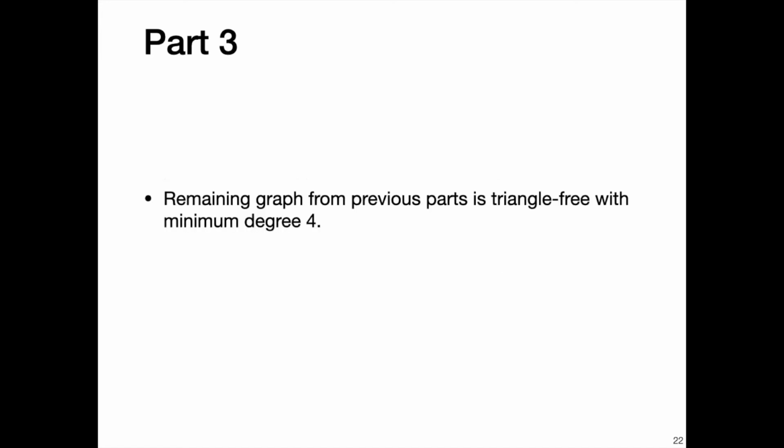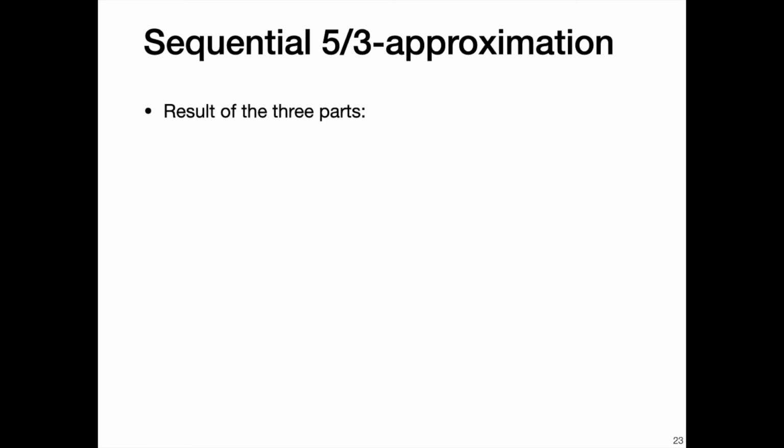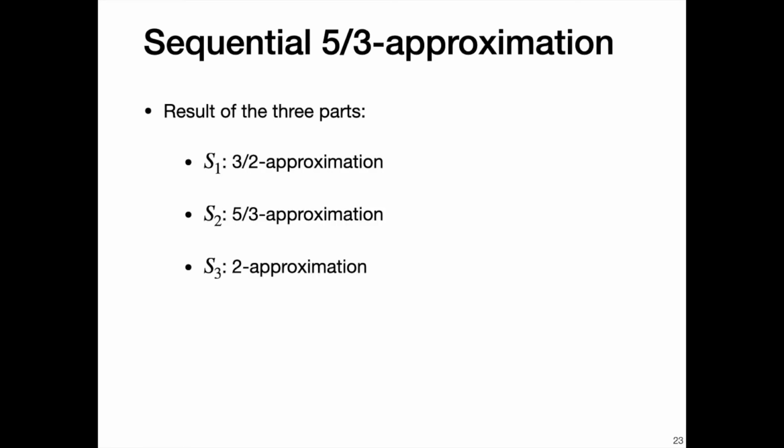In the third part, the remaining graph from the previous parts is triangle free and has minimum degree 4. And what we do is we compute a 2 approximate vertex cover in the remaining graph. We call this S3. So to sum up, the results of the three parts are, we get S1, which is a 3 over 2 approximation, S2, which is a 5 over 3 approximation, and S3, which finishes off the vertex cover, is a 2 approximation.